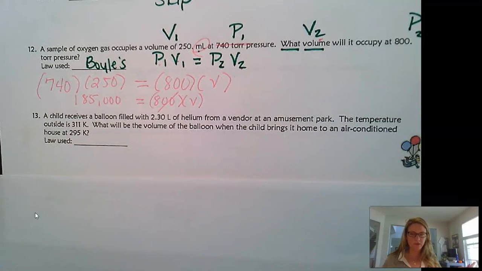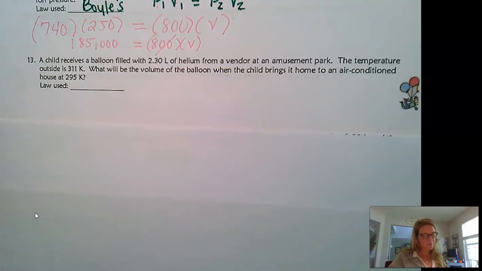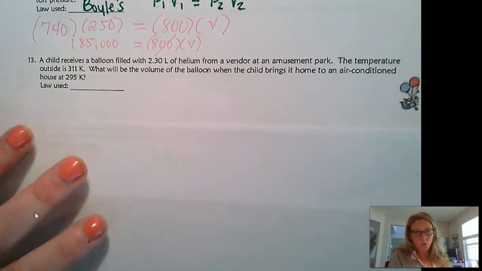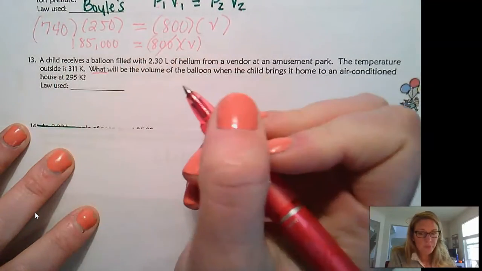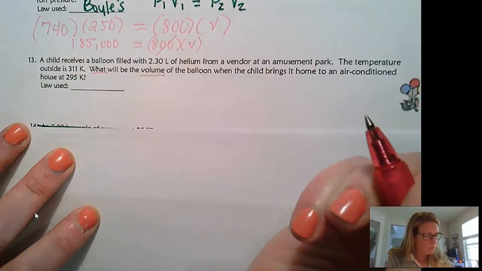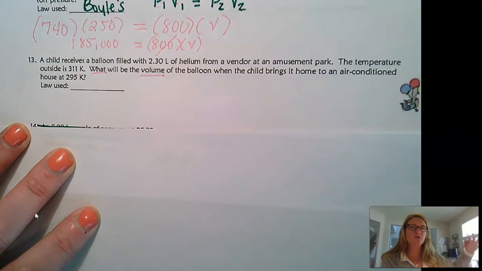I'm sure none of us have any idea what that feels like, but hey, whatever. So if you're a kid, you guys probably know already what's going to happen to this balloon. So the question that we're looking for is the word what. Here it is right here. What will be, that means later on in the day, what will be the volume of the balloon when the child brings it home in an air-conditioned house? In other words, it must have been hotter where they got this balloon. Now you brought it home to your house, which thankfully is cooler.